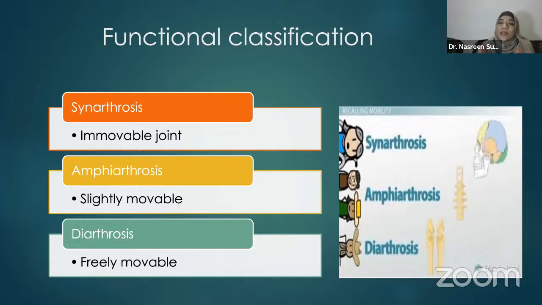The last one is diarthrosis. Diarthrosis means the joint allowing free movement, freely movable. For example, the shoulder joint is freely movable in all directions, right? You can move your shoulder joint and check it. So it is a freely movable joint.